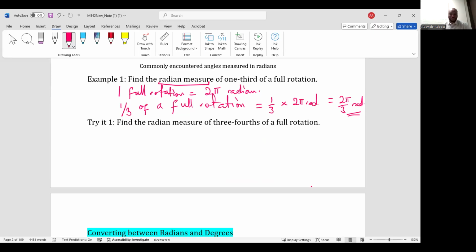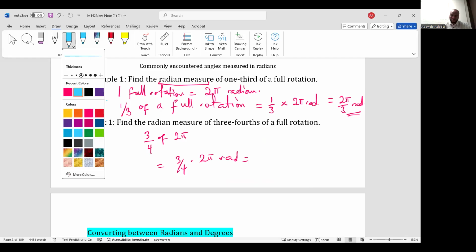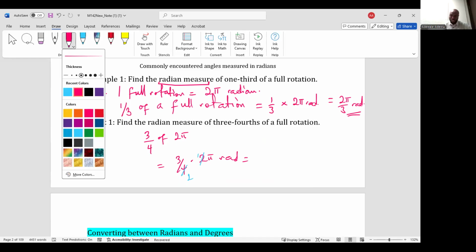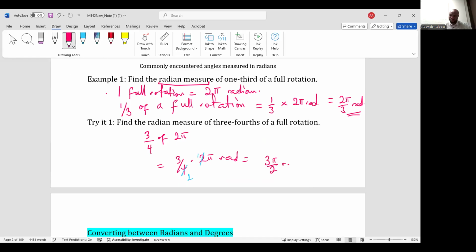So pause this video and try to find the radian measure of 3/4 of a full rotation. Okay, if you pause this video, you will realize that you just need to do 3/4 of 2 pi, which is 3/4 times 2 pi radians. That is 2 here, 2 here, 2, 1. So technically, we are having 3 pi over 2 radians. So that is that.